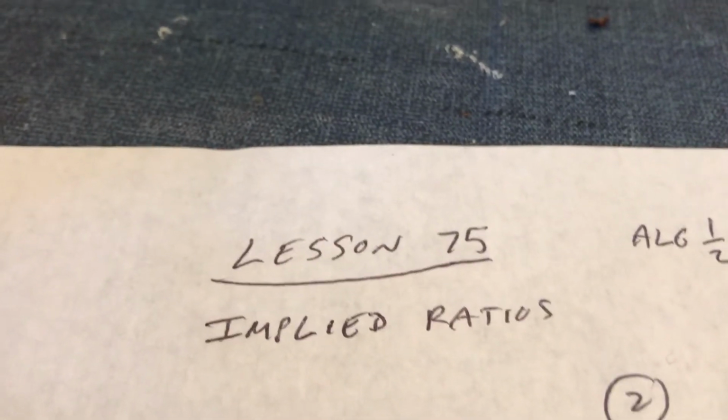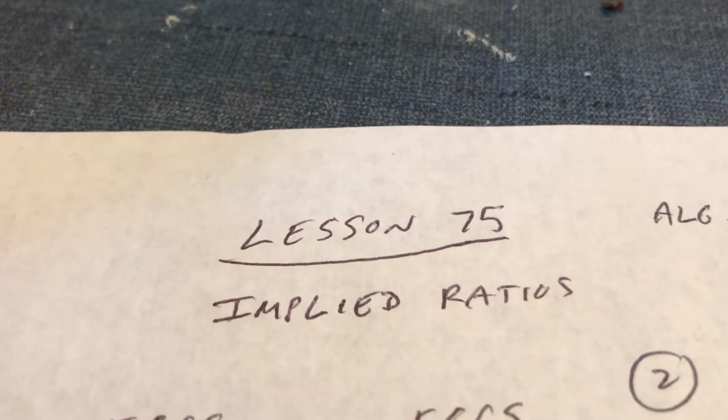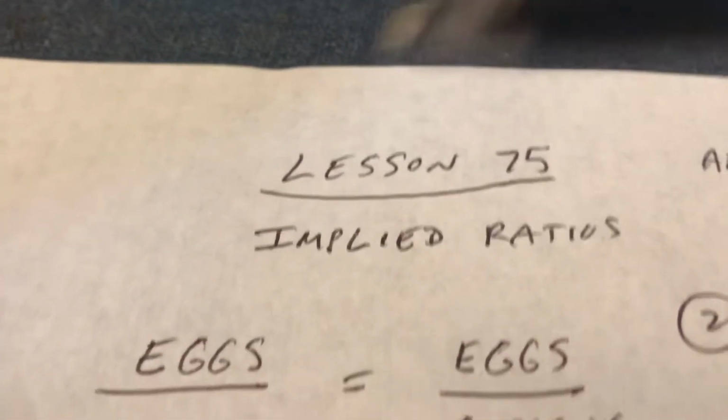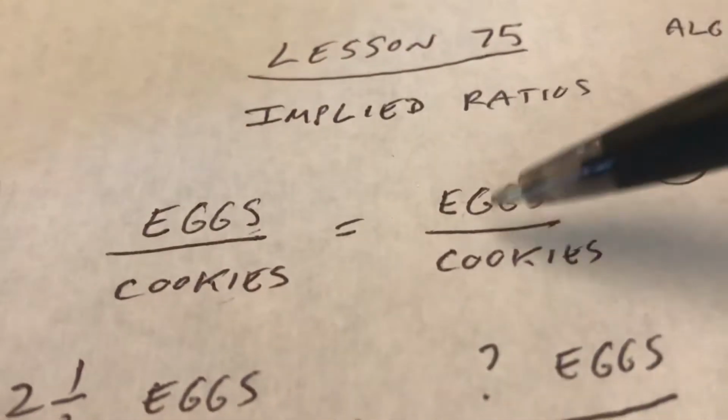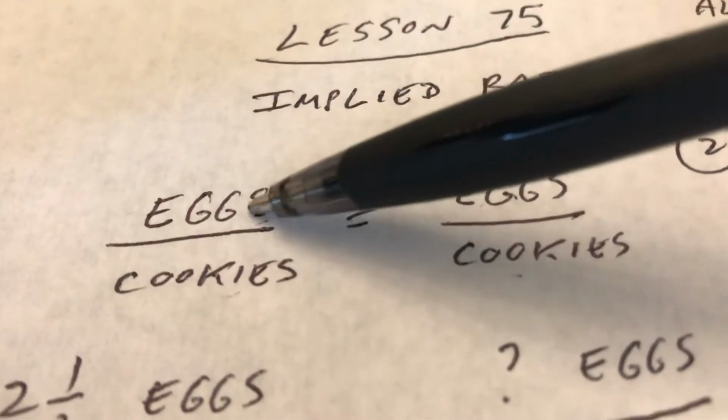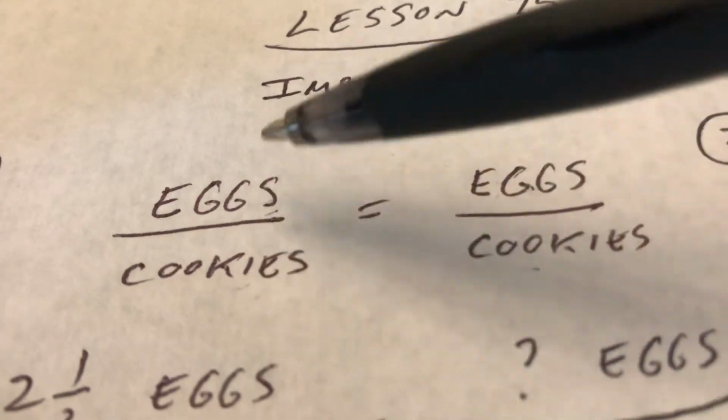Okay, lesson 75, implied ratios. It says it takes 2.5 eggs to make 140 cookies. Jenny wants to make 1,680 cookies. How many eggs does she need? So they're giving you amount of eggs to cookies equals eggs to cookies. This is your ratio. Ratio means to compare by division.